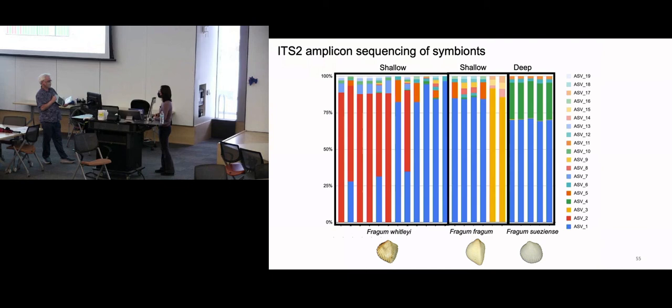Yeah. And those little things, I would not be confident in their actual being different strains, because for ITS, there's a lot of intragenomic variation. So they could represent that as well. So I'm only looking at the dominant strains.